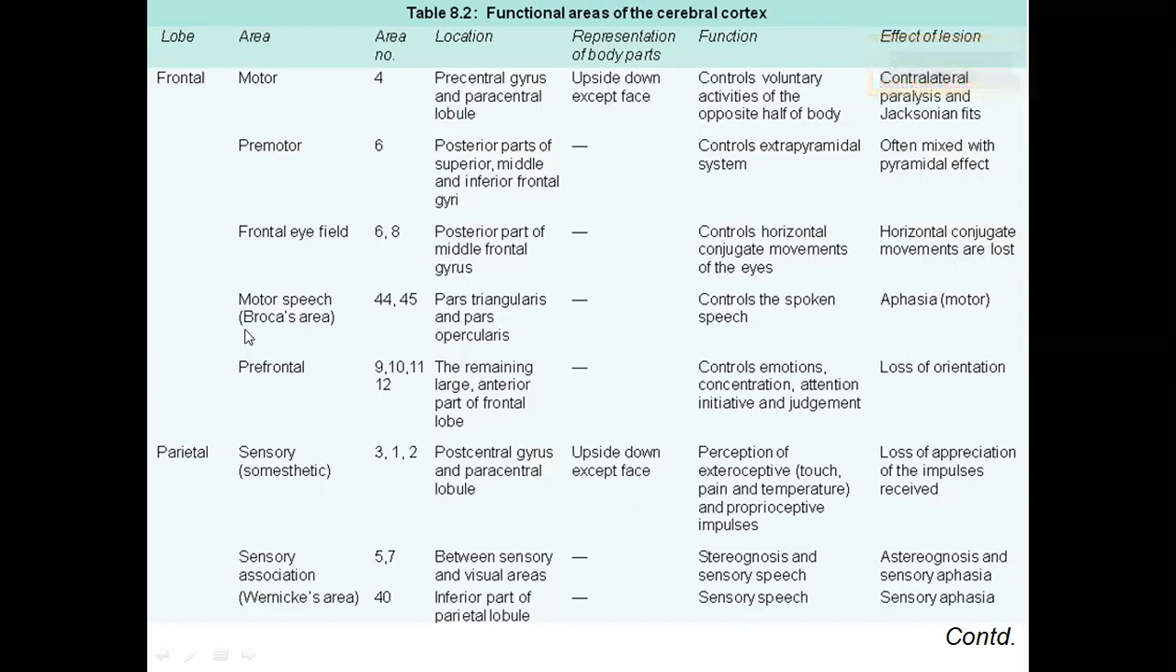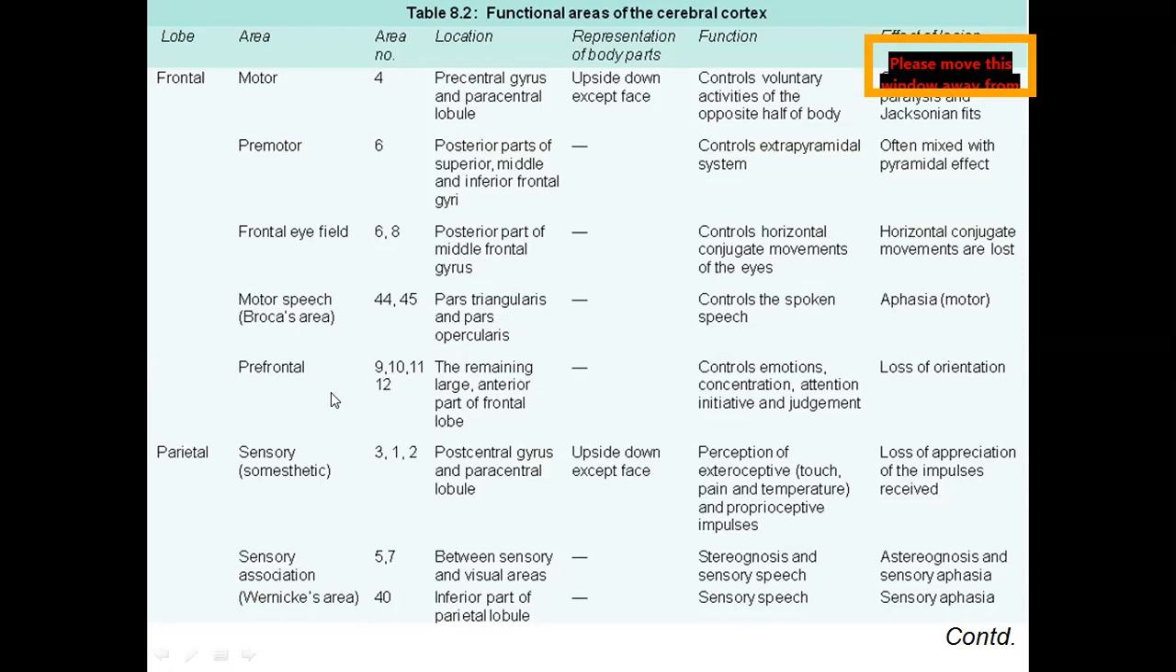The motor speech area is Broca's area, area number 44, 45, situated in pars triangularis and pars opercularis. It controls spoken speech. If this area is damaged, the person will not be able to speak, you call it motor aphasia.